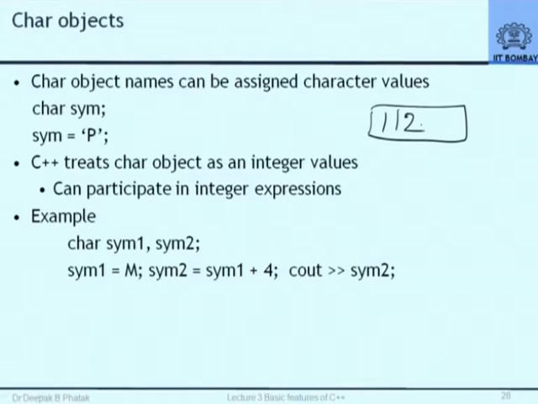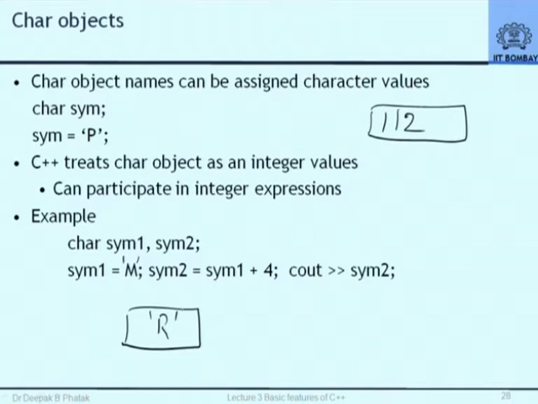So look at this. Char sim1, comma sim2. Sim1 is equal to M. Sorry, there's a mistake here. I have to say this, right? So the symbol value for M has gone into sim1. What will be the value of sim2? He says R. Can you figure out why?